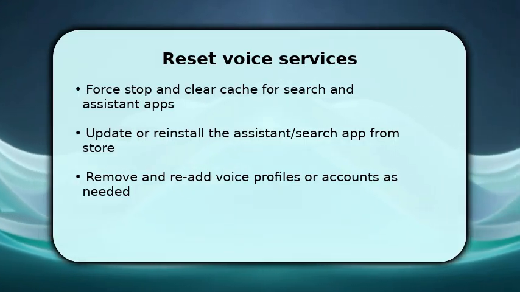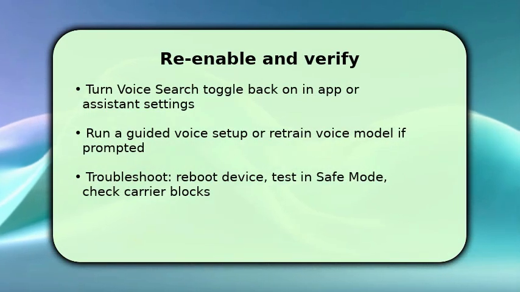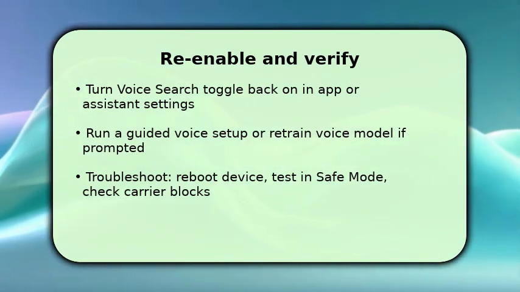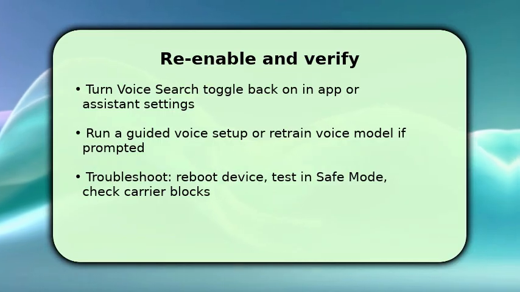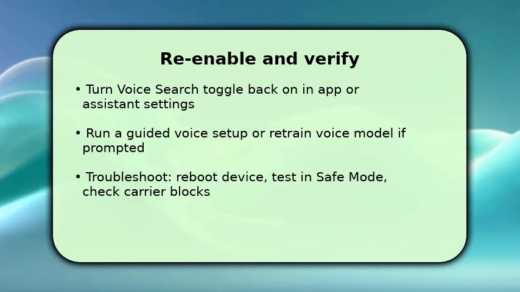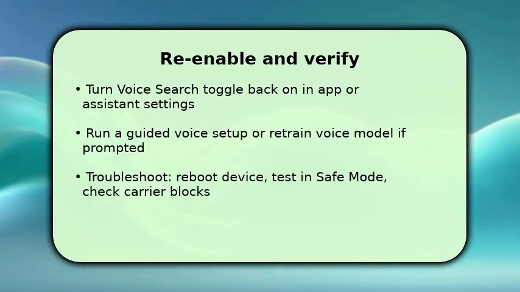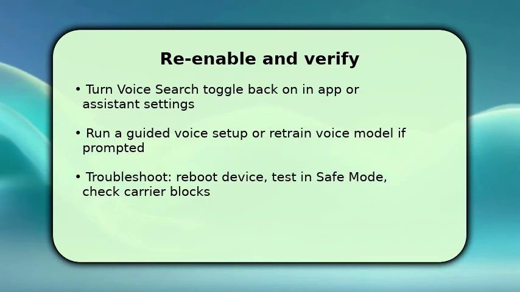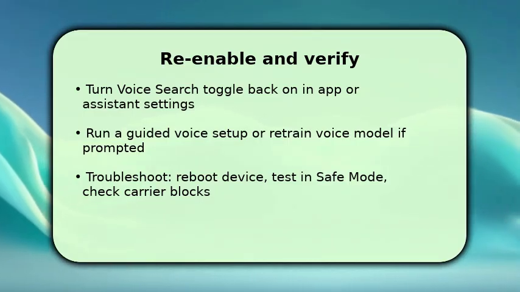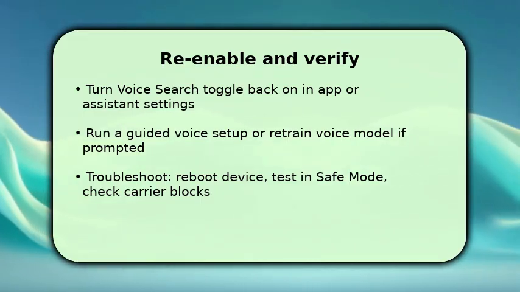Finally, re-enable voice search in the Assistant or Search app settings. Flip the voice search toggle to on and follow any on-screen prompts. Once enabled, run the guided voice setup or retrain the voice model so accuracy returns quickly. Make sure to test with a simple query like, "What's the time?" If it fails, reboot the device and, if necessary, boot into safe mode to isolate third-party interference. If problems persist, check for carrier or enterprise policy blocks. That's often the only remaining restriction.